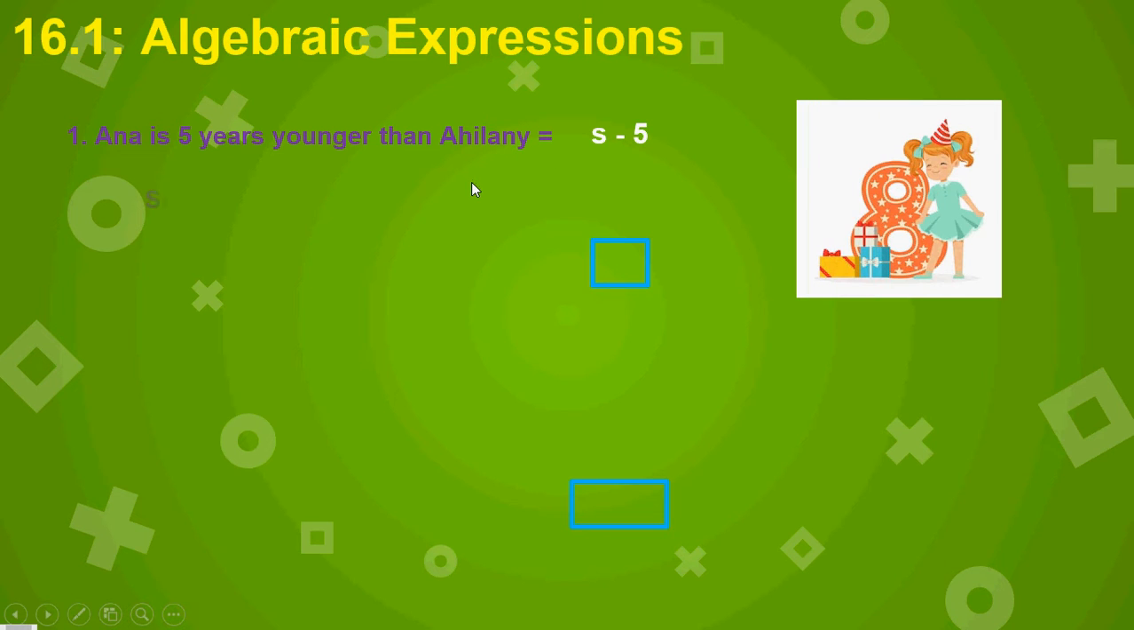So let's suppose that Ailani is 16 years old. Okay? So how many years old is Anna? I can put it like this, 16 minus 5. Okay, so how old is Anna? 16 minus 5 is 11. So Anna is 11 years old. Okay? Bien. Now, let's do another one.